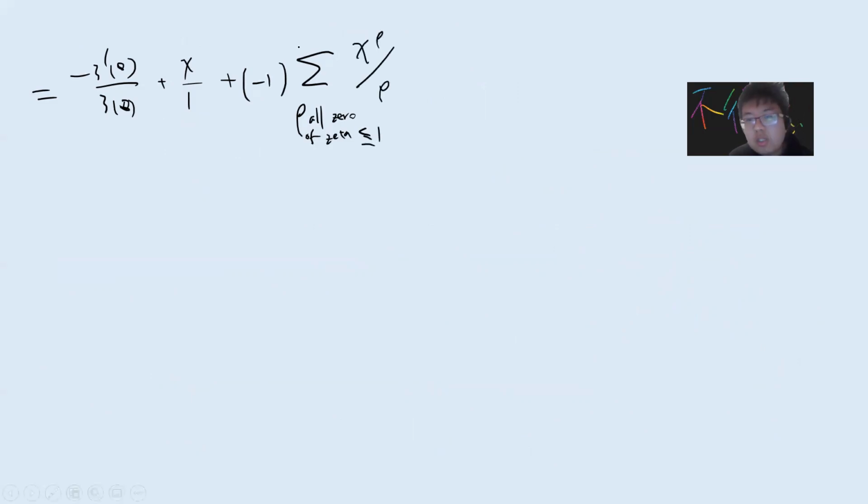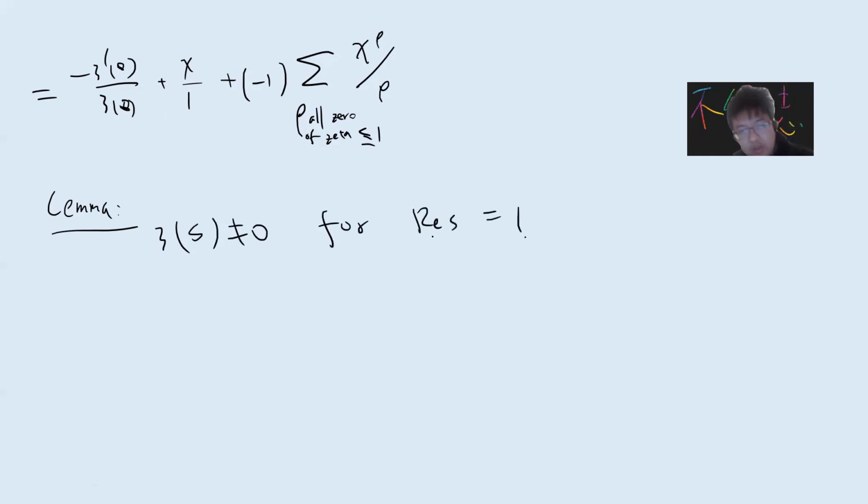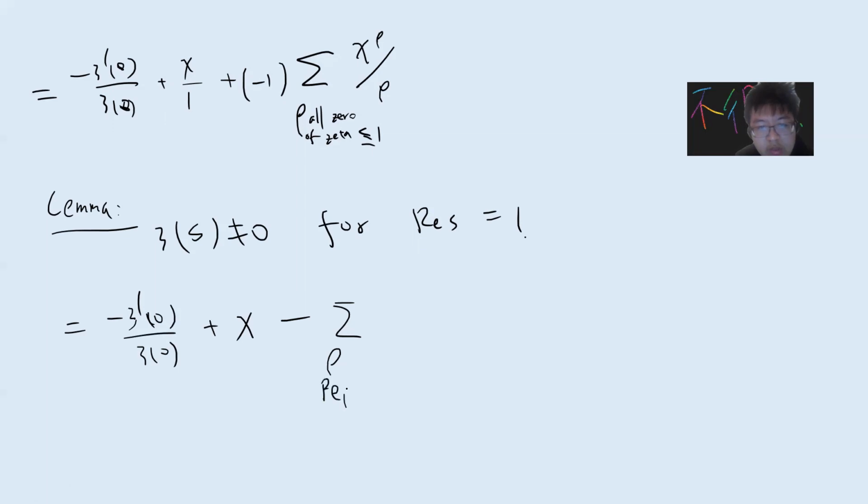Okay, and the lemma that I will show in the next video is that this zeta(s) is non-zero for real part of s equal to 1. So the zeta function has no zero on the line s equals 1. So you can modify this term as a constant term plus x plus minus the sum of x to the rho over rho, over real part of rho less than 1 and all zeros, so zeta(rho) equals 0.